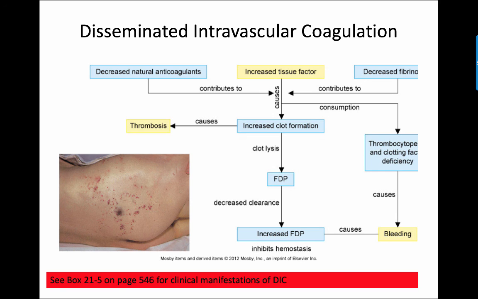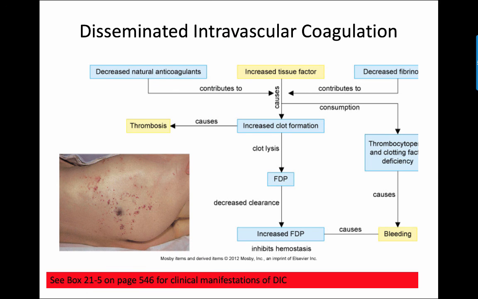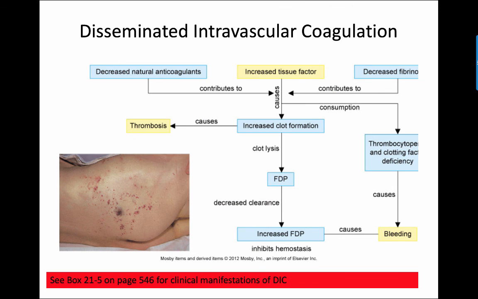The number one reason to have DIC is actually sepsis, gram-negative sepsis actually, and it's simply because there are so many endotoxins released that this is just widespread systemic inflammation in all of the microvascular circulation. You also see this as a pregnancy-related complication as well. When you have placental abruption or eclampsia, where you've had an extreme blood loss from the pregnancy itself, this is a complication that can happen from that as well.